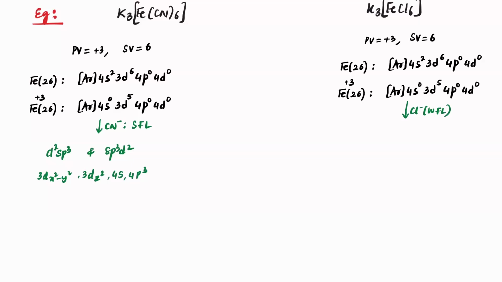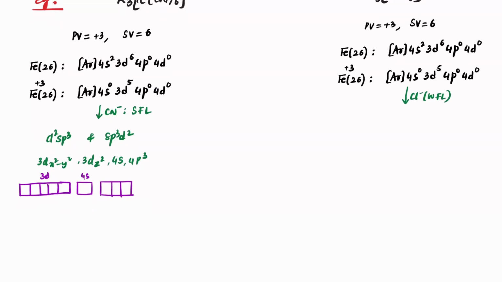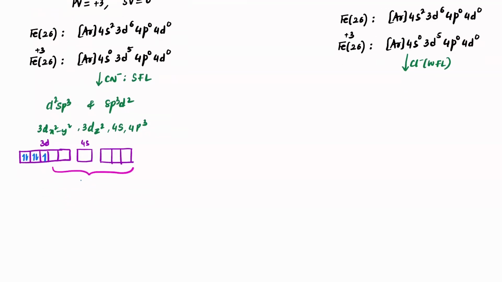In this case of 3d, you will notice that 5 electrons are present. So let me write it in terms of blocks. This is the block of 5 orbitals, 1, 2, 3, 4, 5. This is 3d. Then we have 4s, then 4p. So in 3d, we have 5 electrons, that makes it 1, 2, 3, 4, 5. Now check this out: all six empty orbitals are opened up, and these empty orbitals will mix together to form d2sp3 hybridization.